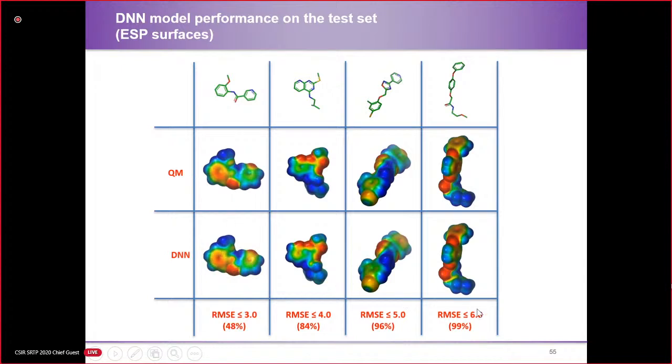This is quite the same. But if you look at the higher end, say about 6 kilocalorie per mole error, then also qualitatively, the surfaces still reproduce the charge distribution of the molecule quite nicely. And for interactive drug design, when you see the structures in there, it's quite tolerable at this level. And for 99% of all the molecules in the test set, we actually get at least this performance, if not better.